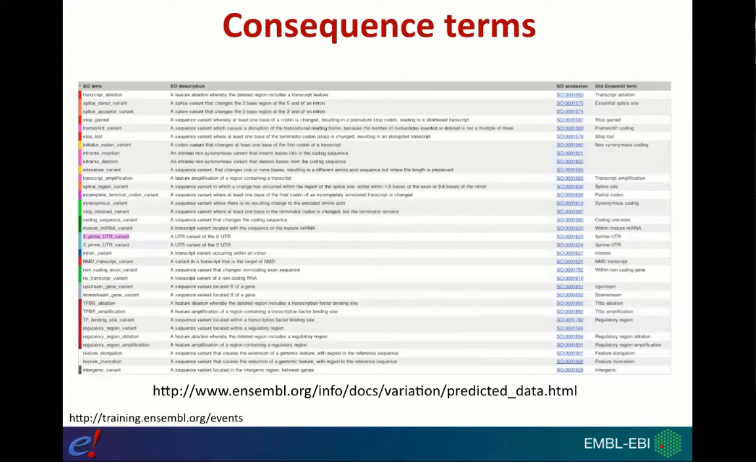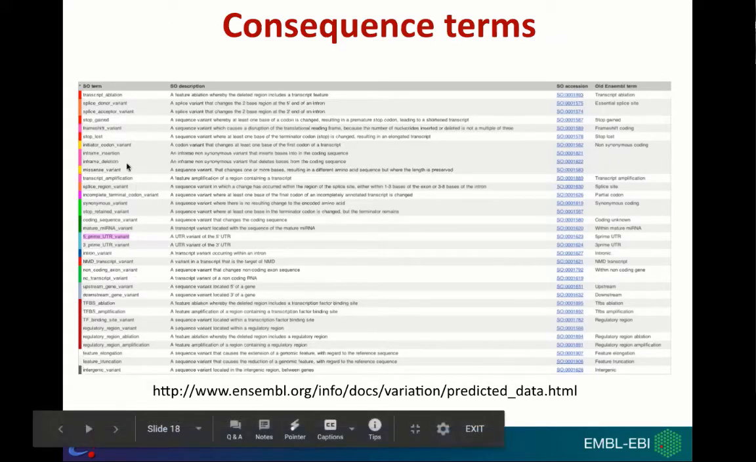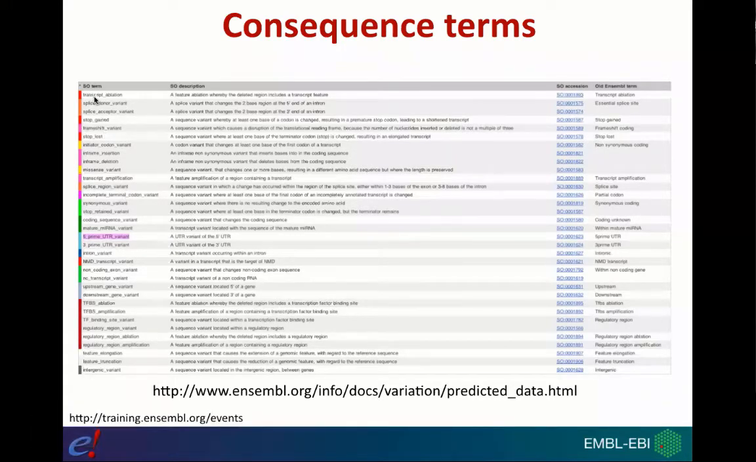The consequences that we assign to the variants have very specific terms. So I don't expect you to be able to read this table. This is taken from the documentation you can see at the bottom here. But this is just to explain the different consequence terms that we do assign. The consequences are all defined by what we call sequence ontology, SO. And just like we had gene ontology, which was a standardized vocabulary of terms to describe gene function, here we have sequence ontology, which is a standardized vocabulary of terms to define sequence changes.